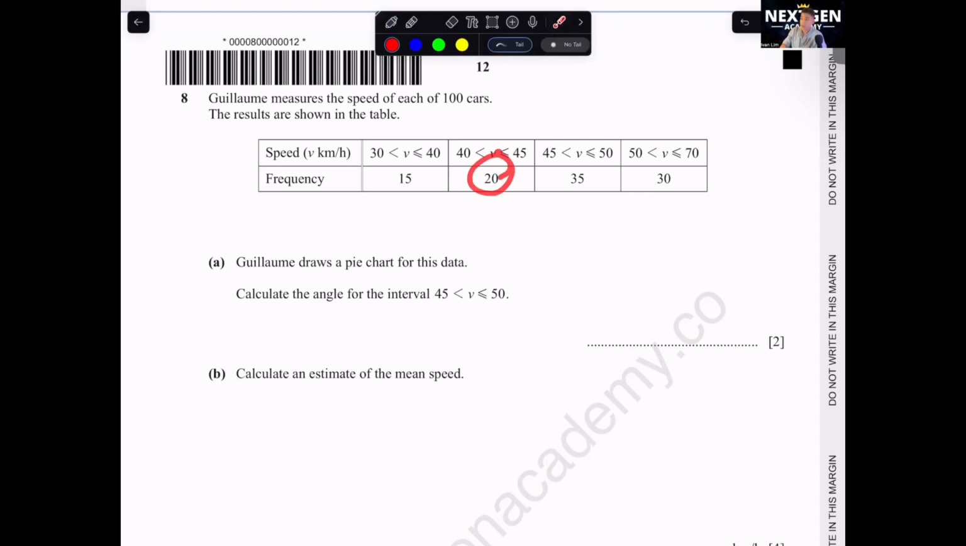So the angle is this one, 20. The frequency for 45 to 50 is 35. So 35 out of 100 multiplied by 360 degrees. So here will be 126 degrees. Okay, calculate the estimate of the mean of the speed.